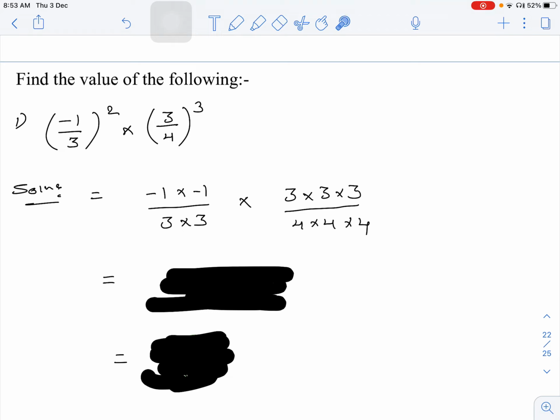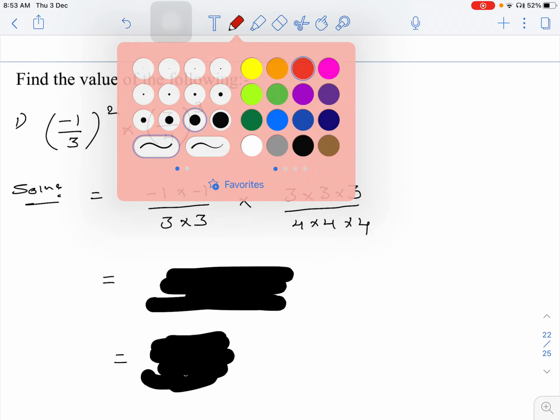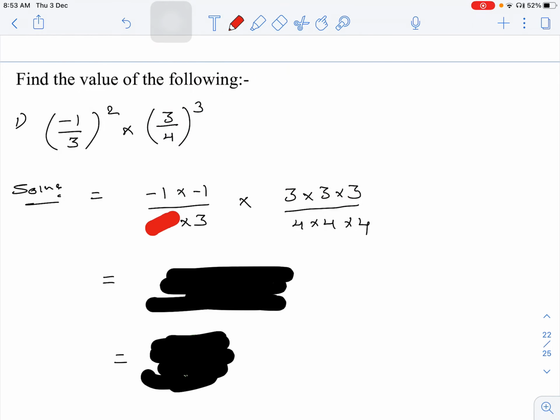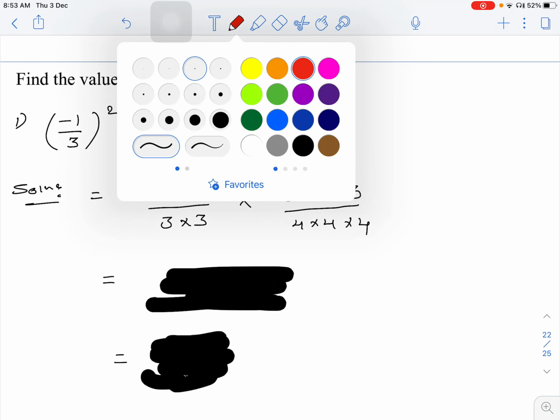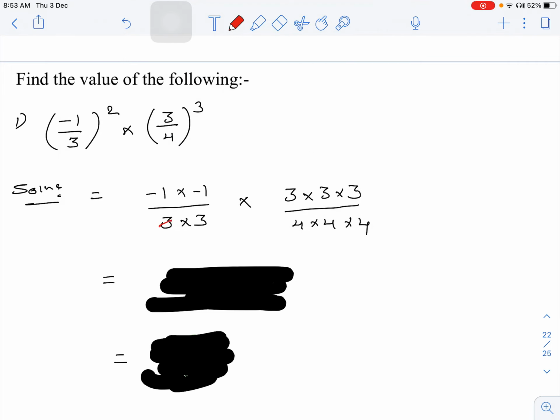Now what do we have to do? We have to see here in between a multiplication sign is there. So we can directly do cross cancellation. So check if any cancellation is possible or not. So yes, we can cancel. 3 ones are 3, 3 ones are 3, 3 ones are 3.